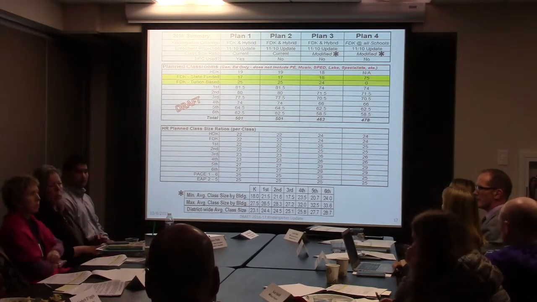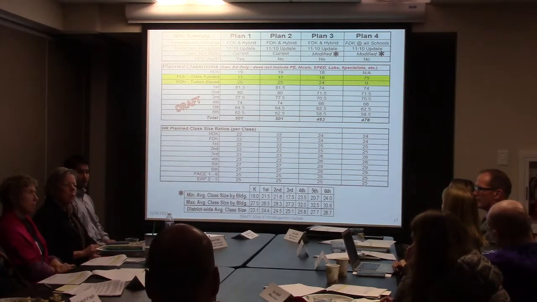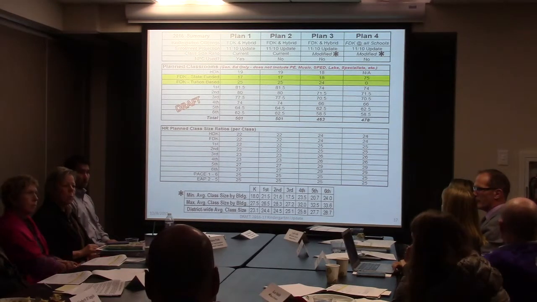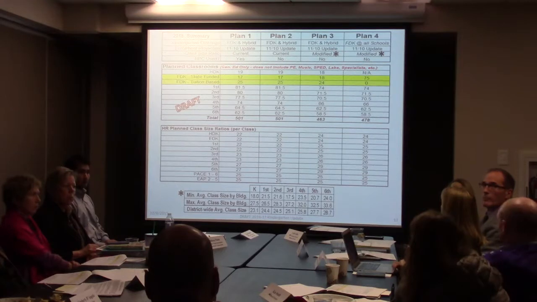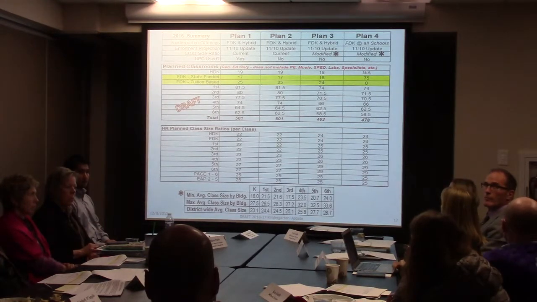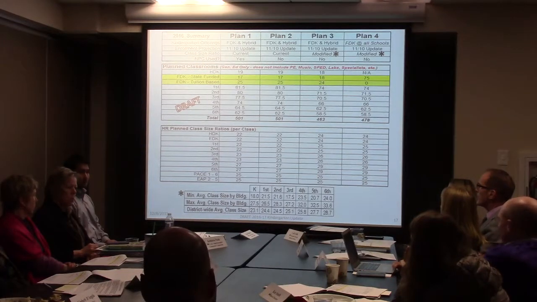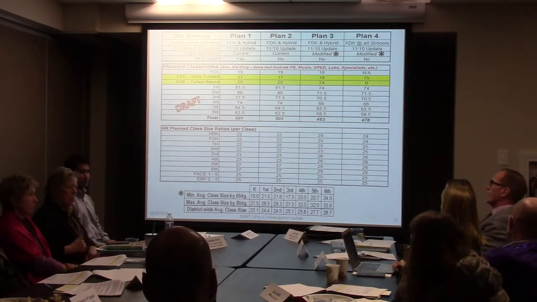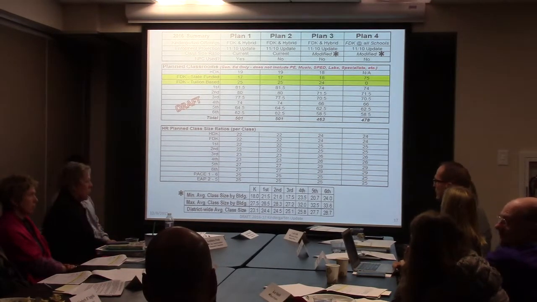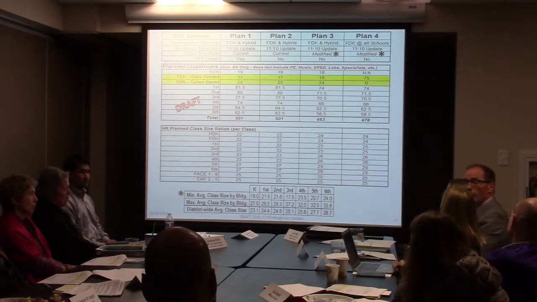Right, and I guess the question is about that max average class size by building. Are there three elementary schools that are right at that, or is there one elementary school at that, and then the other four or five grades are closer to the average? I would say, I think the latter.